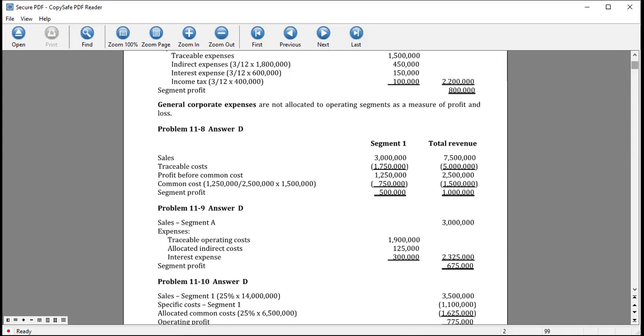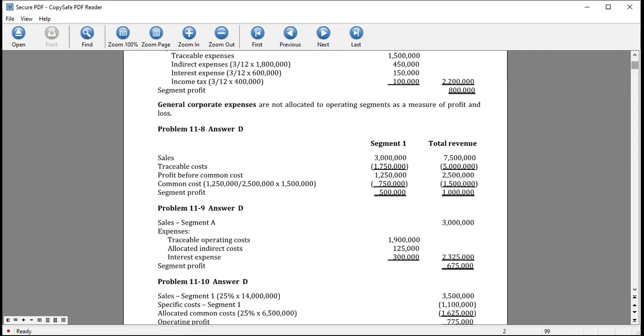Now we are given the total revenue of 7.5 million and the traceable cost of 5 million. That's why we have the profit before common cost of 2.5 million. So take note that we have traceable cost of 1,750,000 only for segment 1 out of a total of 5 million.